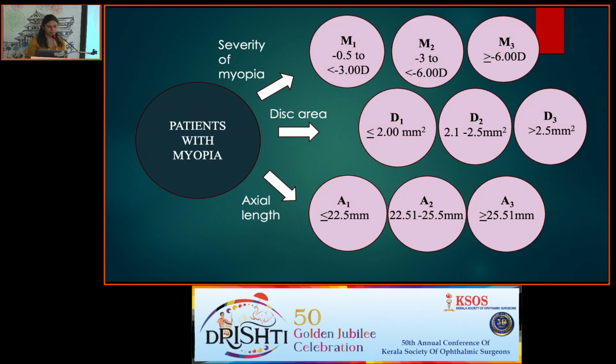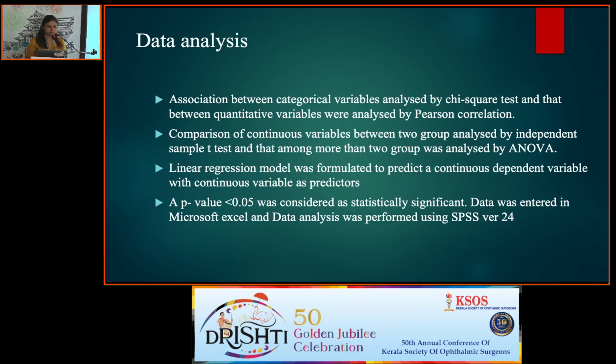Patients with myopia were divided on the basis of severity of myopia into M1, M2, M3, that is 0.5 to 3, 3 to 6, more than 6 diopters. On the basis of disc area, into D1, D2, D3: less than 2, 2.1 to 2.5, more than 2.5 millimeter square. And by axial length, A1, A2, A3: less than 22.5, 22.51 to 25.5, more than 25.5 millimeter.